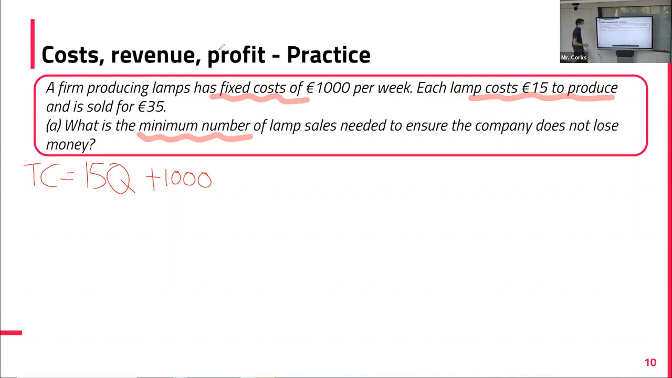And our second thing, what do we need? We have to find the revenue. 35 euros. So 35Q, that's our total revenue. So lots of people at this stage would just jump to, well, I know that TR equals TC and then figure it out from there. Is total revenue always equal to total cost? No, just only at this very one special point we call the break-even point. So this will work for the break-even point, but some people get confused and think that this is always true.